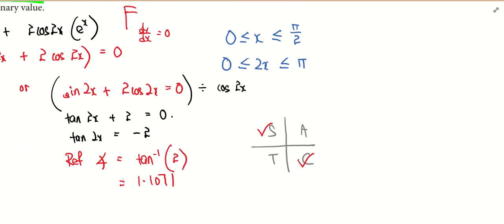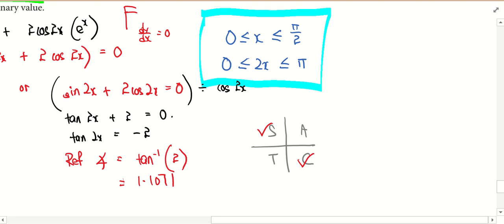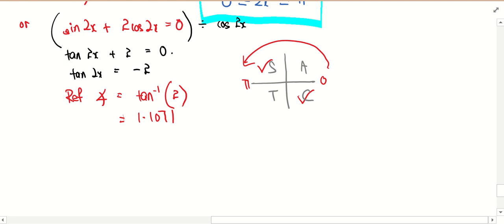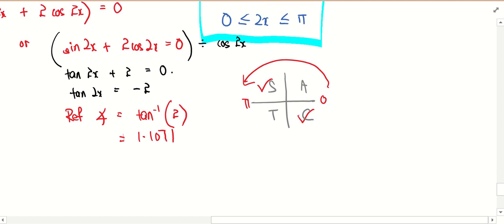No need. That is why, like what Rufi said earlier on, let's check back the original range. 2x will only go up to pi. And 0 to pi means only the first and second quadrant. And tangent is negative means it must be in the second quadrant. So 2x in the second quadrant is pi minus 1.1071. I'll get 2.0344.